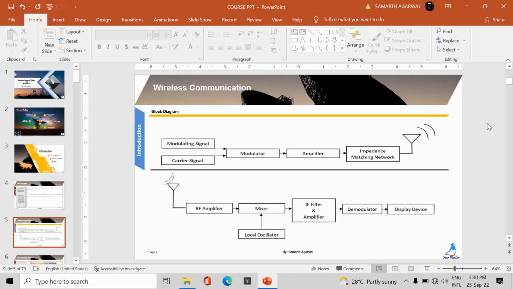That is performed by the modulator device, and further it will amplify the signal so that it can sustain noises, interference, and distortions. Regarding this modulation operation, some of the signals will get deteriorated, and that's why an amplifier is also needed. And on the last side, an impedance matching network is needed.